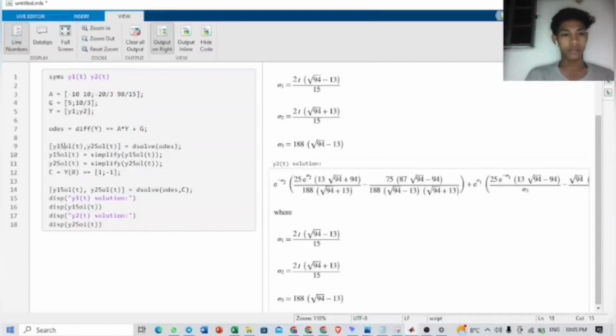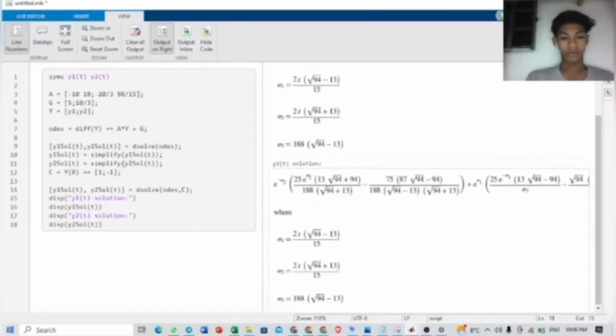For this line, we use the dsolve function to find the analytical solution of the ODE. So the line y1Solve(t) is equal to simplify y1Solve(t), and y2Solve(t) is equal to simplify y2Solve(t). This simplifies the solution obtained in the previous step.